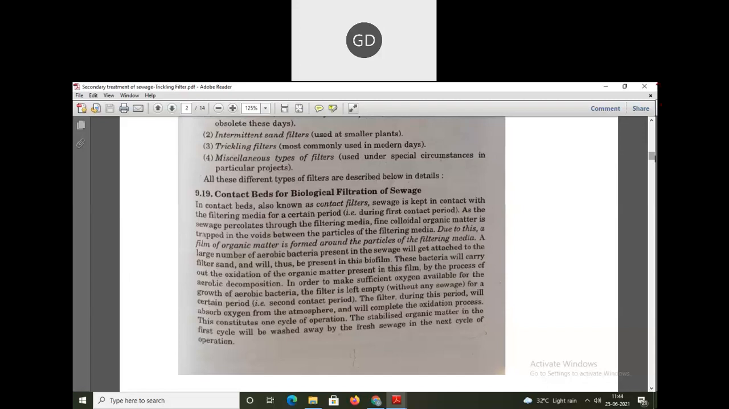As a result, a very thin film of this organic matter is formed around the particles of the filtering media. Due to the production of this film, a huge quantity of the aerobic bacteria present in the sewage get attracted and attached to this filter sand, and they remain present in this biofilm. The aerobic bacteria attached to this biofilm carry out the oxidation of this organic matter by the process of aerobic decomposition. So this is the process of contact beds. Though it has become obsolete, you should know what a contact bed is.